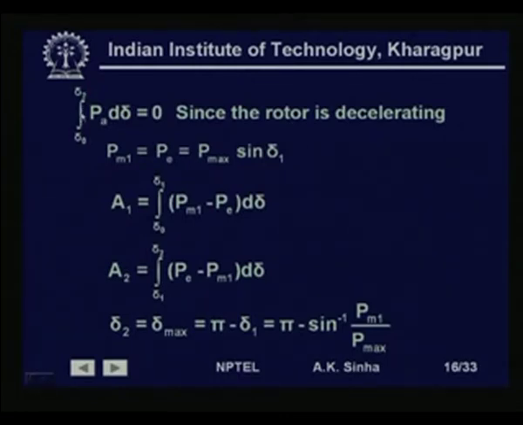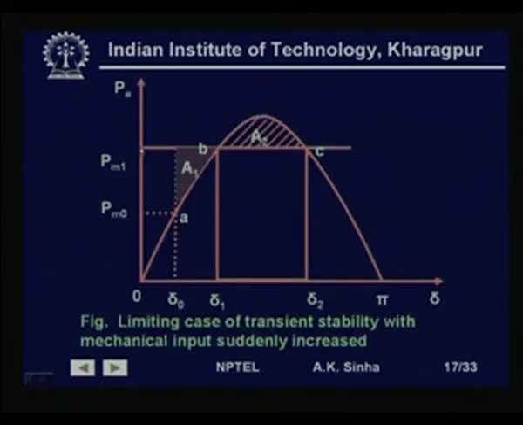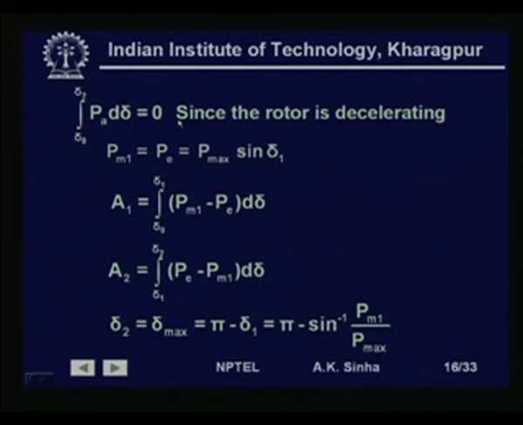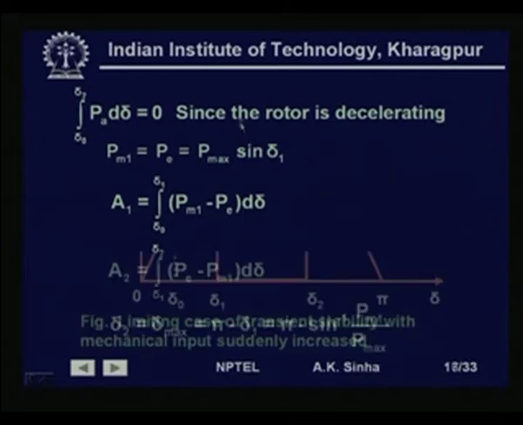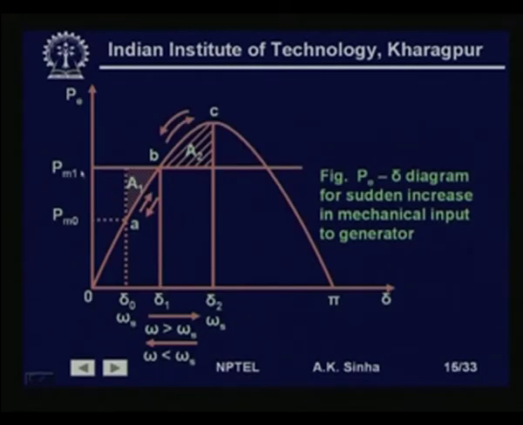So, now we have the integral from delta 0 to delta 2 of P A d delta is equal to 0, since the rotor accelerates in this part and decelerates in this part and reaches the synchronous speed at delta 2. So, we have P A d delta is equal to 0, that is, P m 1 is equal to P E is equal to P max sin delta 1. So, at this point B we have delta 1 and P m 1 is equal to P E 1, which is P max sin delta 1.